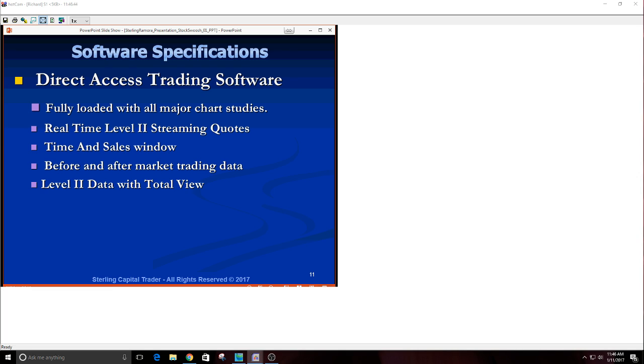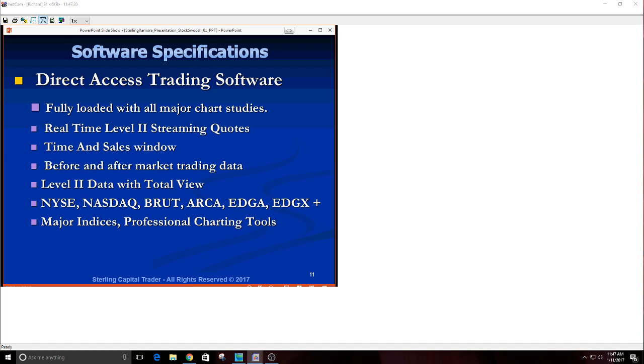Getting back to the slideshow, level 2 data with total view, it's very important that you see all the people standing online, metaphorically speaking, to buy the stock and who's waiting online to sell it or short it. You get all of the primary routes, which is NASDAQ, New York, Brut, ARCA, EDGX. This PowerPoint is a little outdated. There are lots more that are important, but the list goes on and on. I think they all have about maybe 10 or more routes, and they also have dark pools.